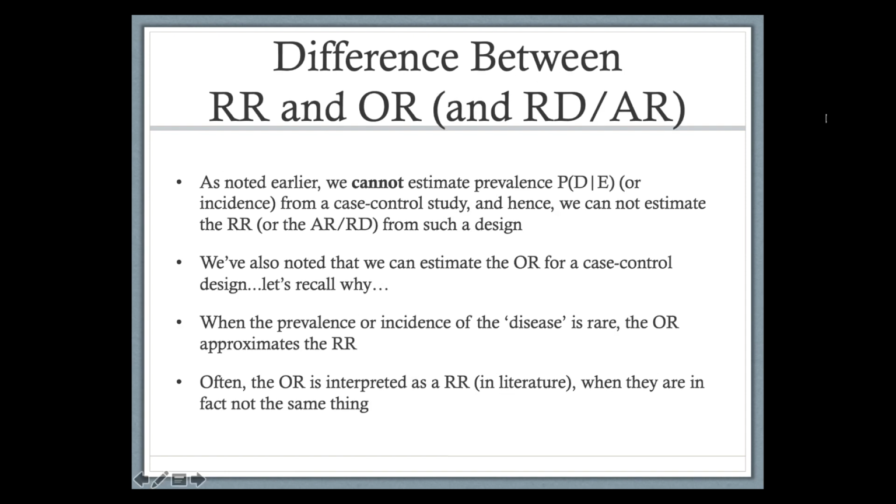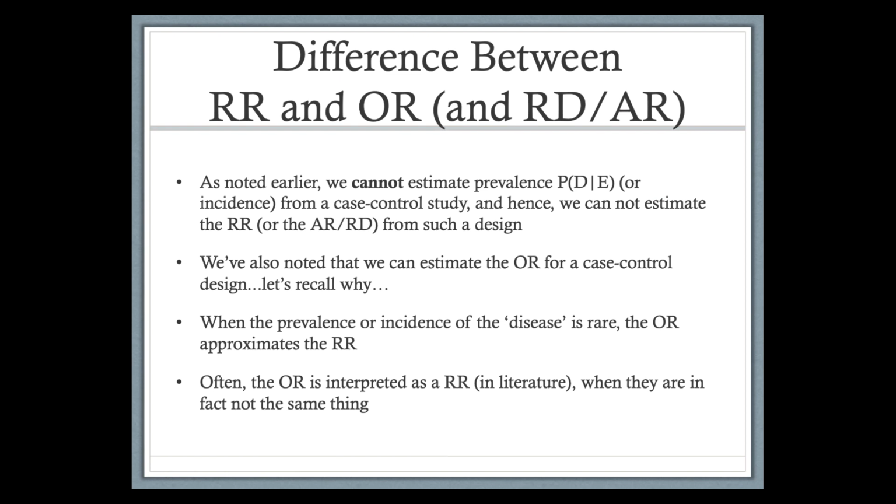Just to recap, we've noted that we cannot estimate prevalence or incidence if we have a case control design, and so we cannot estimate the attributable risk or the risk ratio. But we can estimate an odds ratio for a case control design. I won't get into why that is, but I'll put a link on the website to a video that explains it. It's not part of the assessment for this course, but for anyone who's interested, I'll make sure that link's there.